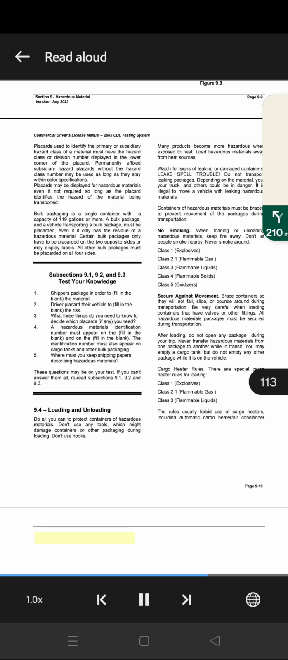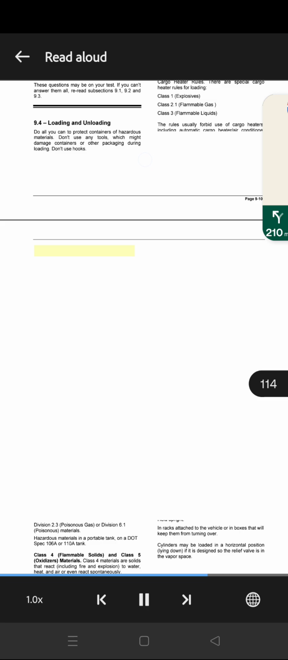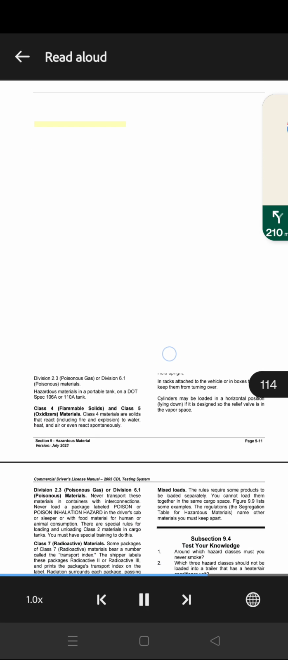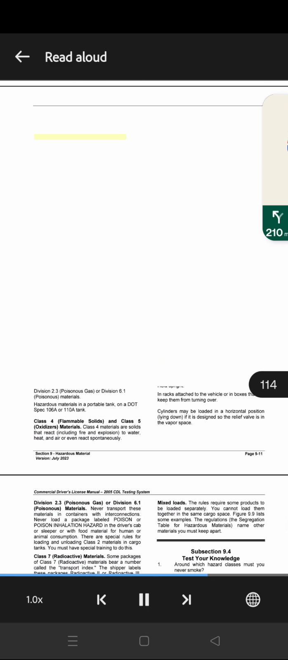You must load these hazardous materials into a closed cargo space unless all packages are fire and water resistant, or covered with a fire and water resistant tarp. Precautions for specific hazards. Class 1 Explosives materials.